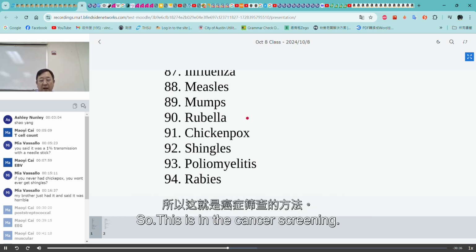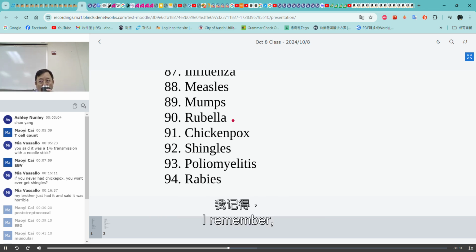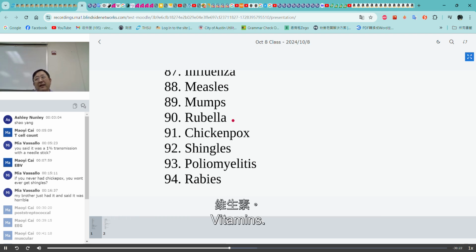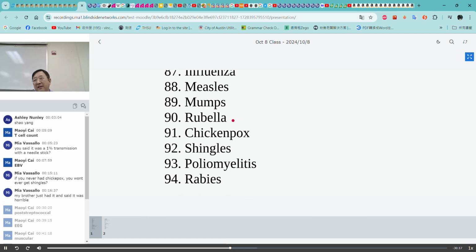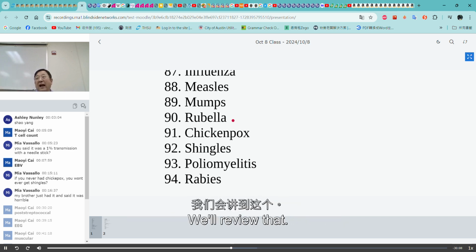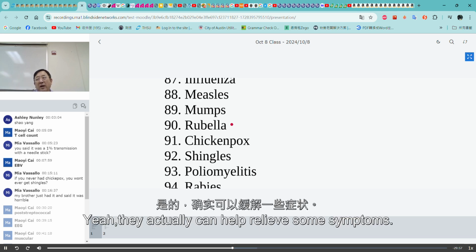So this is in the cancer screening. We'll talk about this later too. So this is prostate cancer. I remember there was a question about something helping the symptoms. Some kind of vitamins, or some herbal stuff that can help the symptoms. Oh yeah, there's actually one of them. We'll review that in the supplements. I think it's called saw palmetto. We'll talk about this later. They actually can help relieve some symptoms.